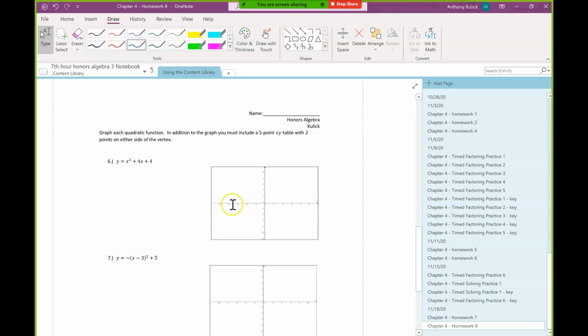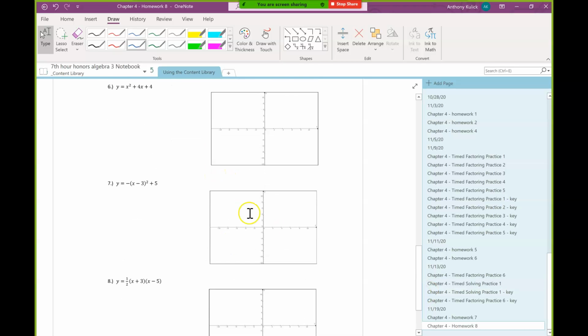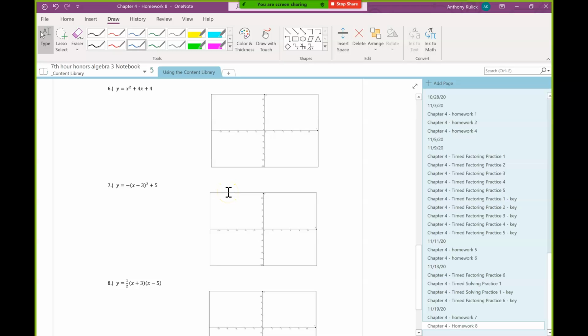And then the last 3 problems on homework 8, we are asking you to graph. In addition to drawing the graph, though, you need to make sure you provide a 5-point XY table with the vertex in the middle and 2 points on either side of the vertex. Okay, so this assignment should be relatively easy. I don't think any of those graphing techniques were too terribly complicated. I think that you should have a pretty easy time with those.